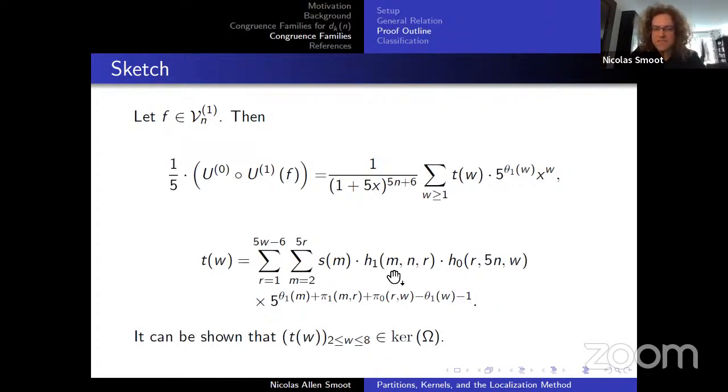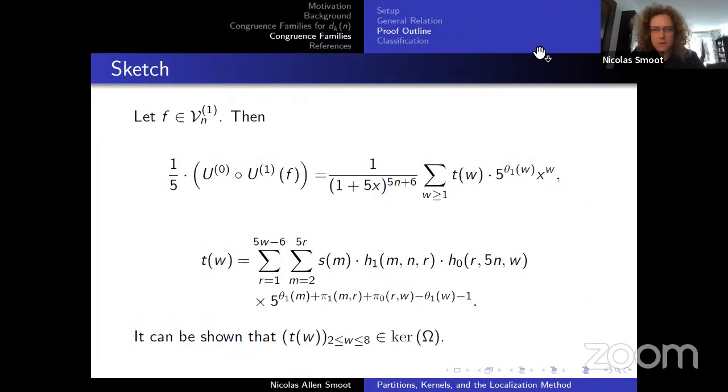This is a double sum, this S_n, this H1, this H0, and then this lovely massive power of 5. Right? And you want to show, first of all, that T_W is an integer. That's not too hard to prove. Then you want to show that the vector formed by T is in the kernel of omega. And once you've shown that, you're set. And I want to walk through very, very quickly.